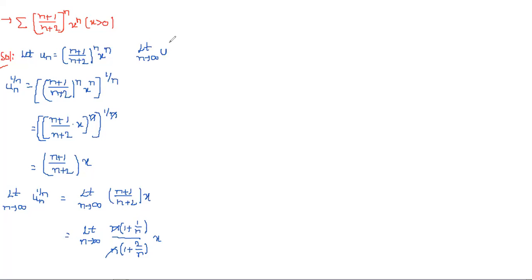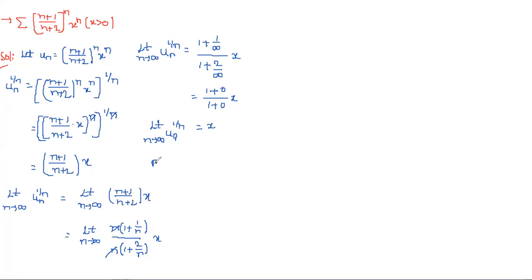So the limit as n tends to infinity of u_n power 1 by n. If you put infinity in place of n, what will we get? (1 plus 1 by infinity)/(1 plus 2 by infinity) into x. Anything by infinity is 0. So (1 plus 0)/(1 plus 0) into x, which equals x. So finally the limit as n tends to infinity of u_n power 1 by n is equal to x. But this is not a fixed value, it may vary. So we can't give a conclusion directly on convergence or divergence.